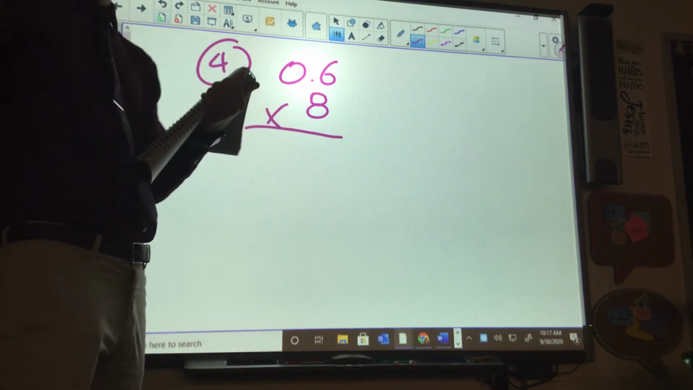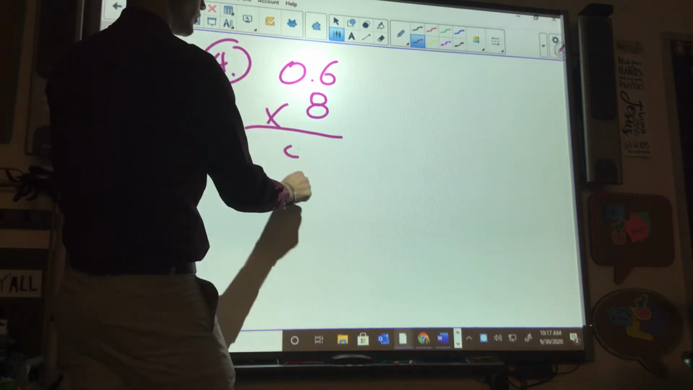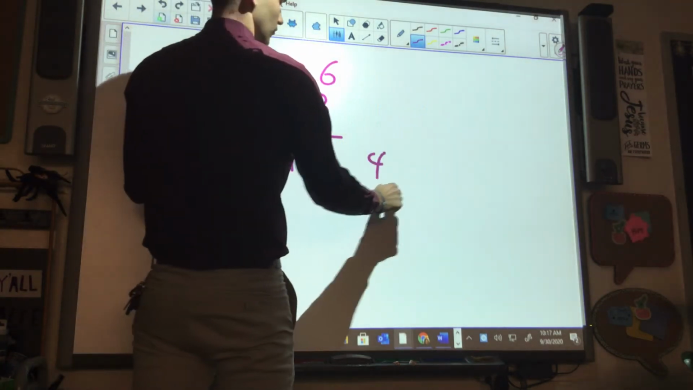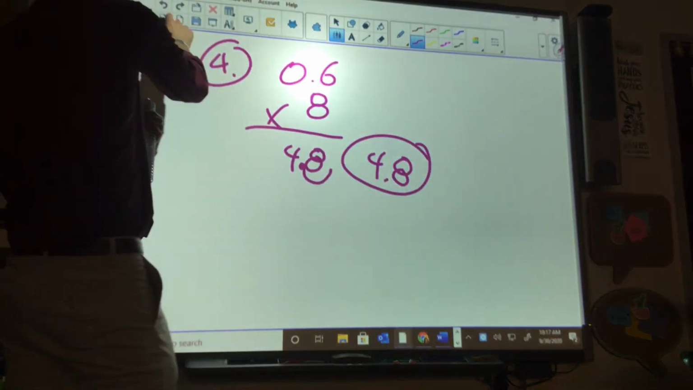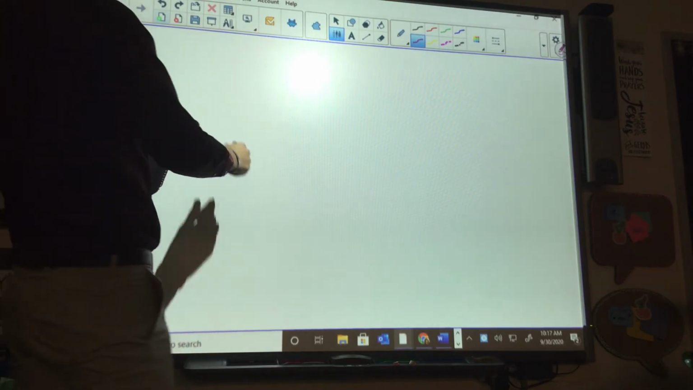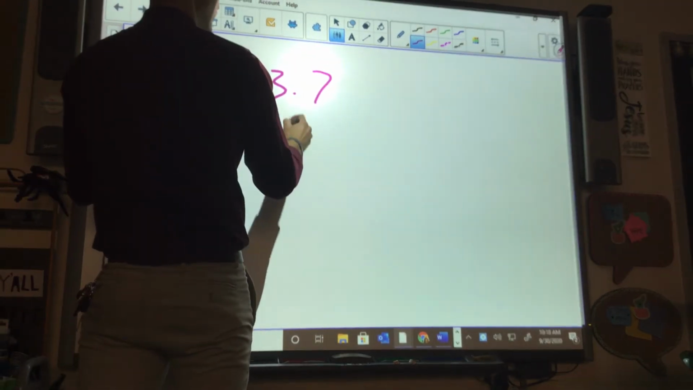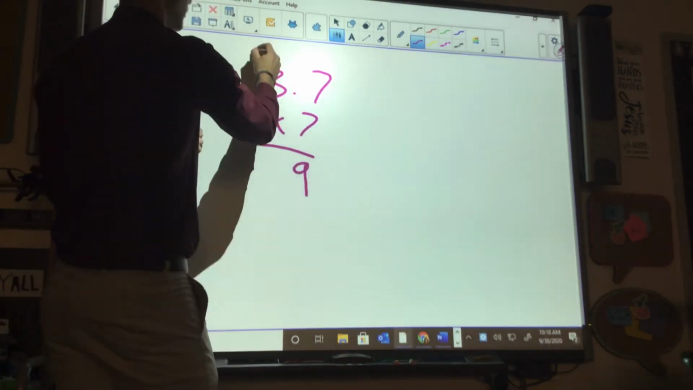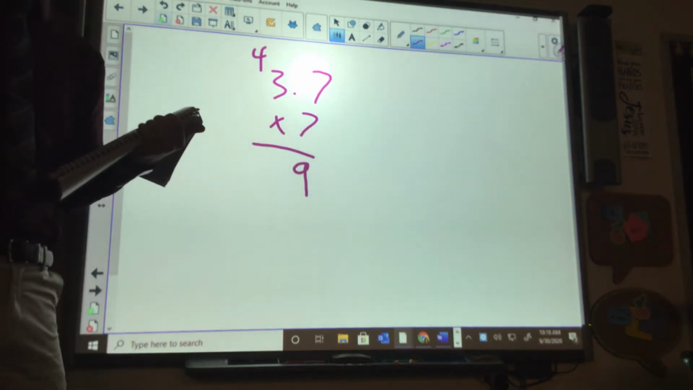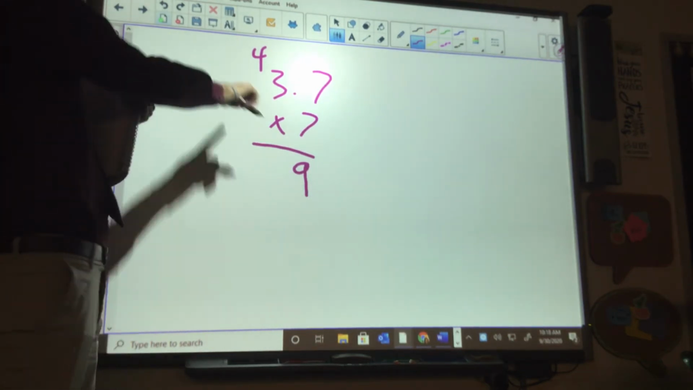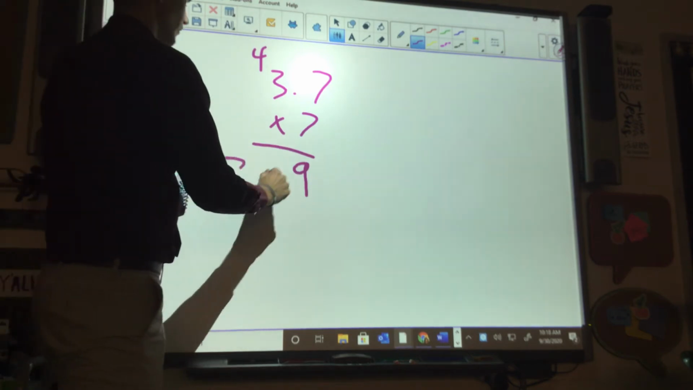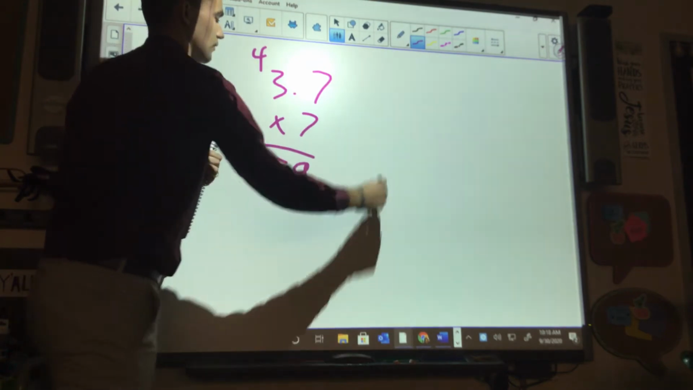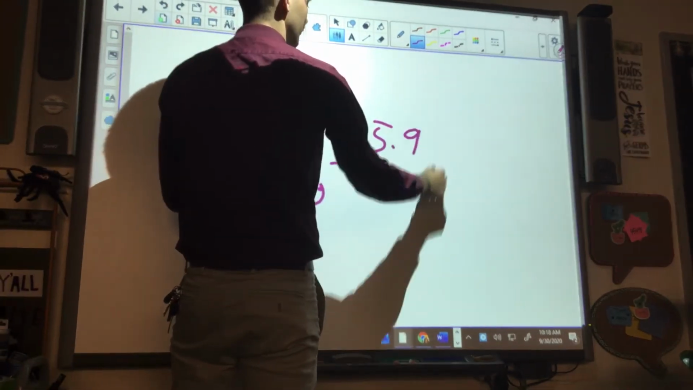8 times 6 is what, everyone? 48. How many decimals you add back? 1. 4.8 is your final answer. What about number 6? 3.7 times 7. 7 times 7 is what? 49. 7 times 3 is? 21. 21 plus 4 is? 25. How many decimals do I have back? 1. 25.9 is your final answer.